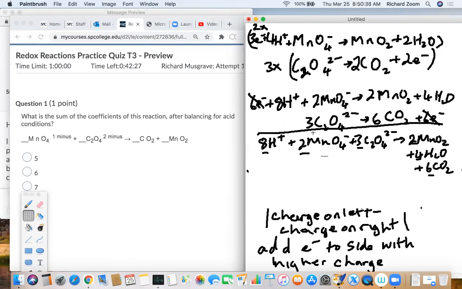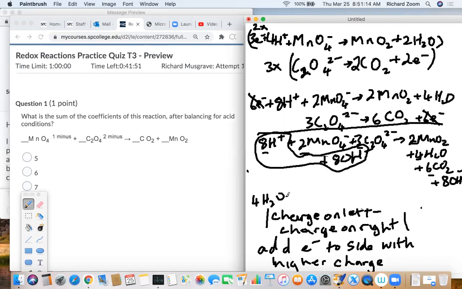Okay. Let's balance this for base. I know we weren't asked to, but we'll do it anyway. So to balance this for base, we'll add 8 OH minuses to both sides. And the 8 OH minuses will add to the 8 H pluses. That'll give us 8 waters. There are 4 waters on the other side. So that's 8 and that's 4. So this one doesn't actually balance out the same way as the other one did. So that'll be 4H2O plus 2MnO4. Oh, no, it does. Okay, it does flip over. Yeah, I guess it did follow that same pattern.